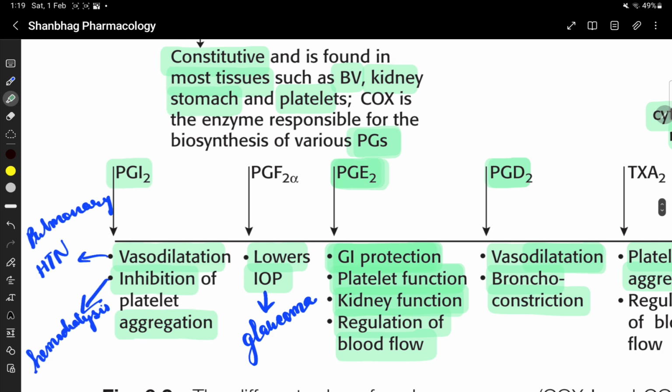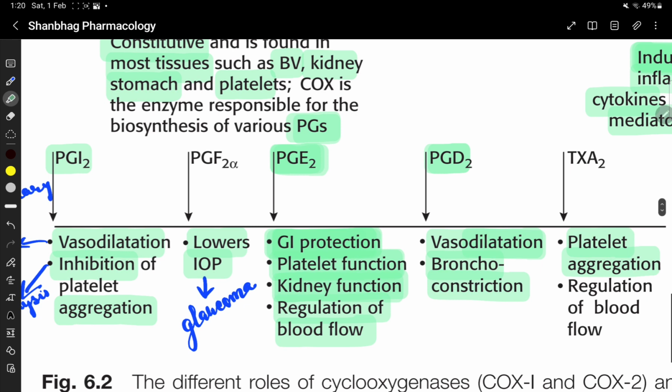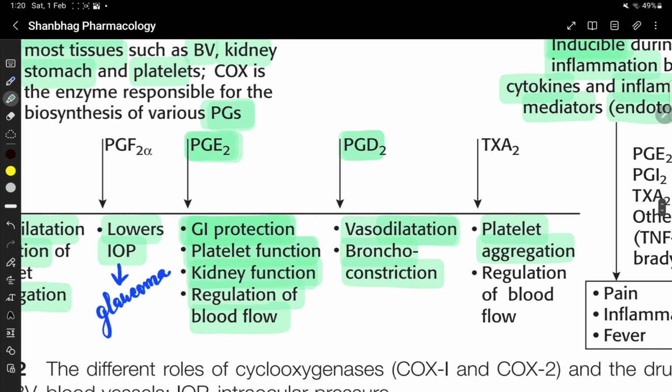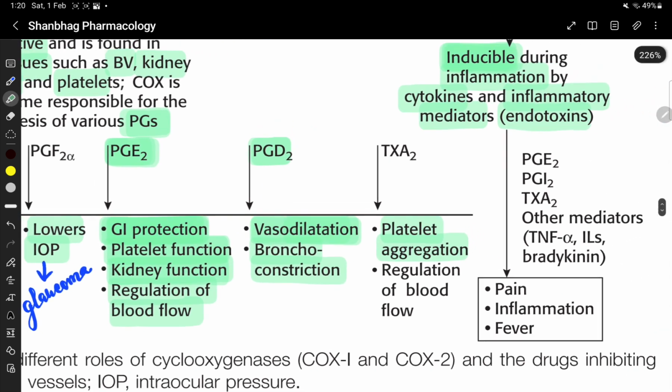To summarize: PGI2, inhibition of platelet aggregation and vasodilation. PGF2 alpha decreases intraocular pressure. PGE2 has a GI protection effect. PGD2 causes vasodilation and bronchoconstriction. Thromboxane A2 causes platelet aggregation and regulation of blood flow.